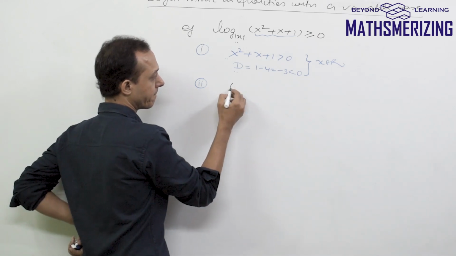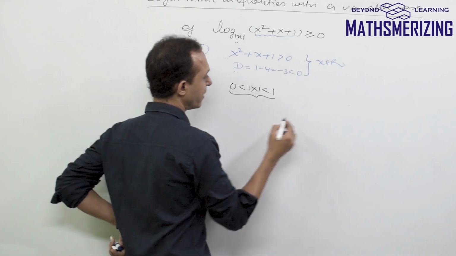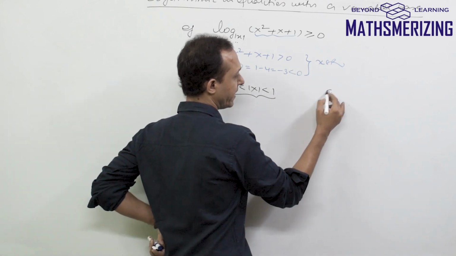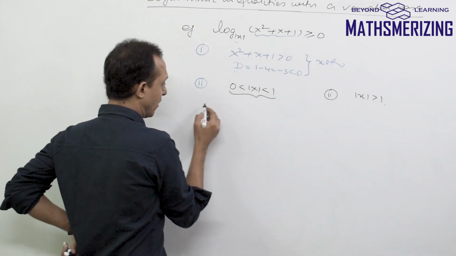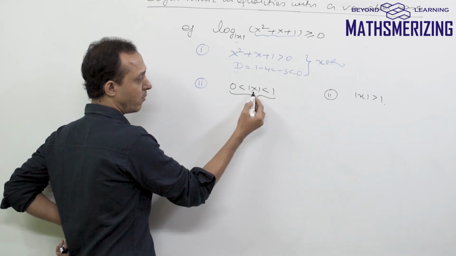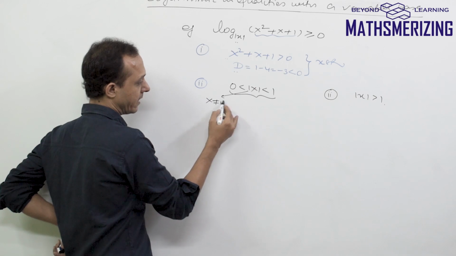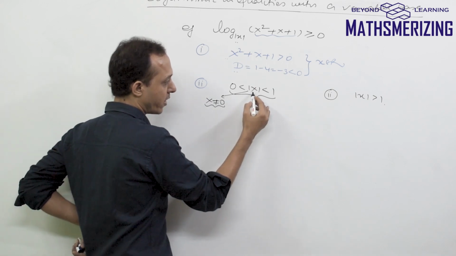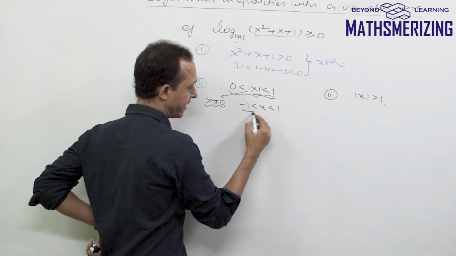Case 1, when mod x lies between 0 and 1, and case 2, when mod x is greater than 1. Now mod x is greater than 0, so mod of a number is always positive, but then from here the condition I'll get is x should not be 0 and mod x less than a, which will give me the value of x should lie between minus a and plus a.